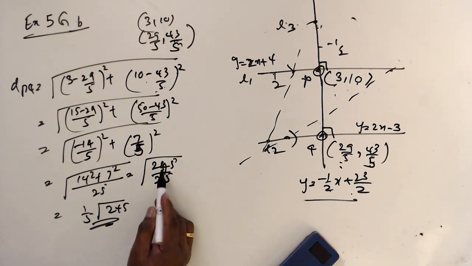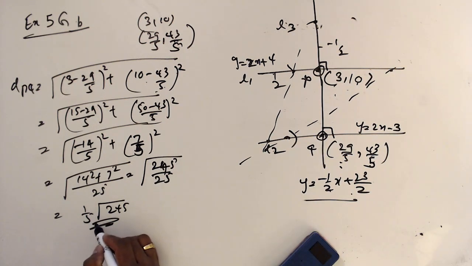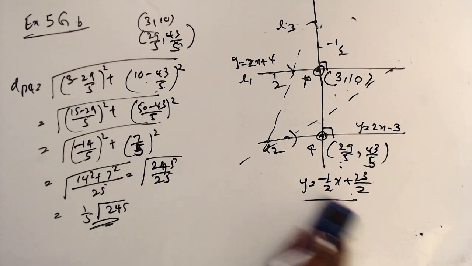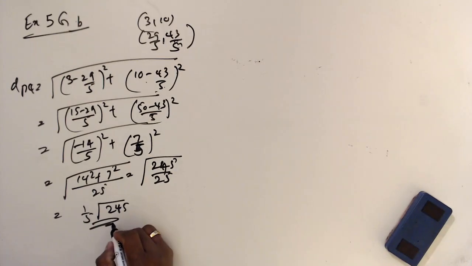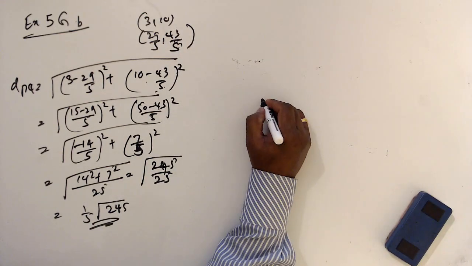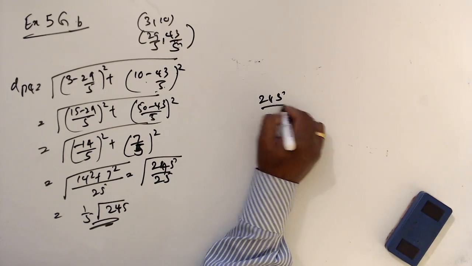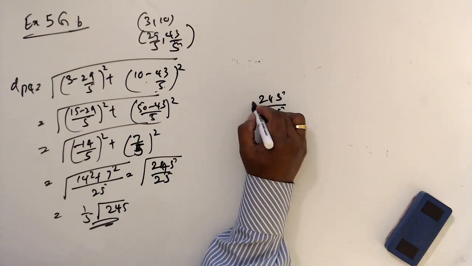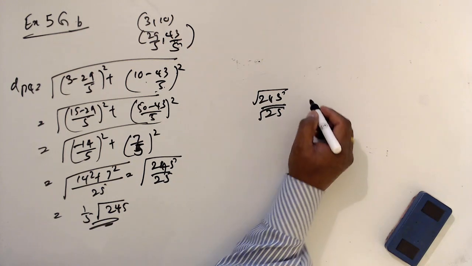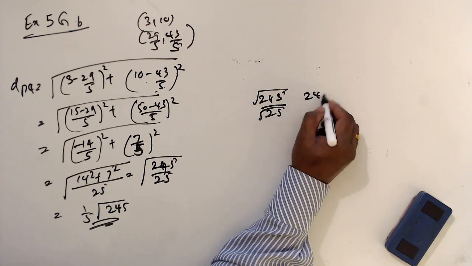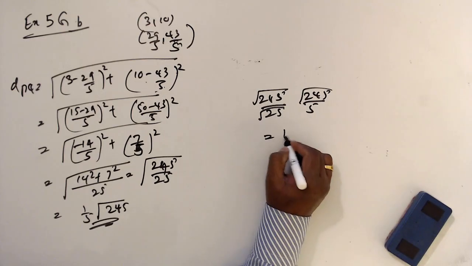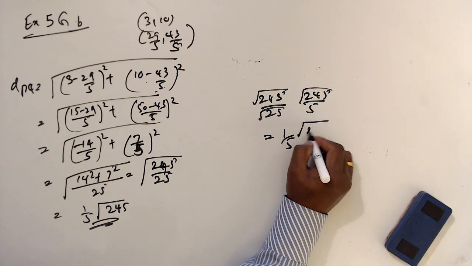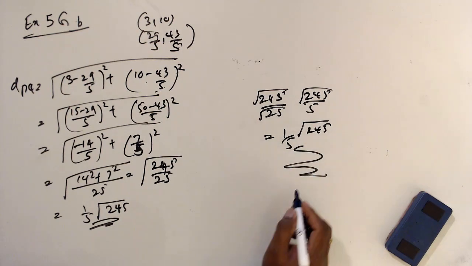And 245 over 25, which is 1 over 5 times 245. I write it like this. Then this is 245 over 5. So I can write 1 over 5 times square root of 245.